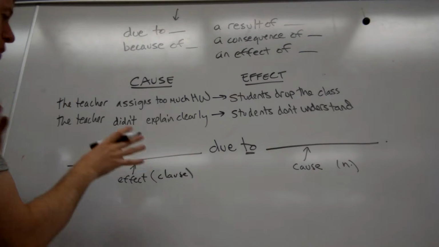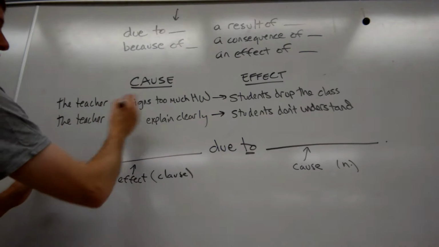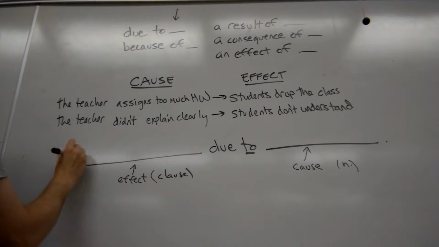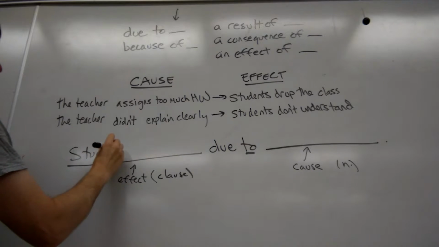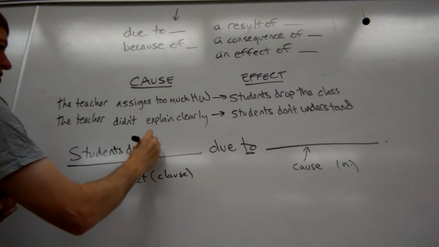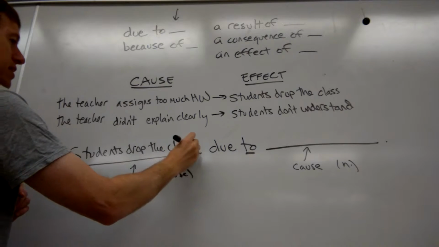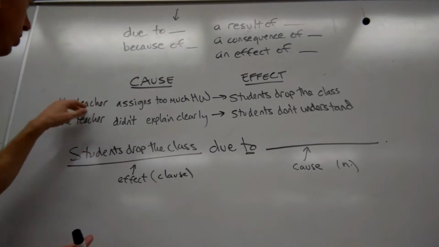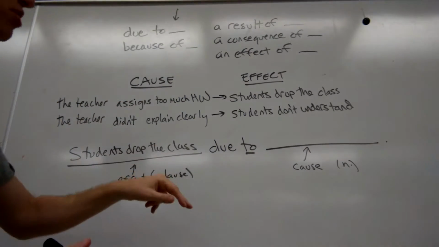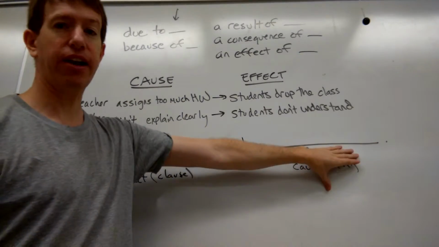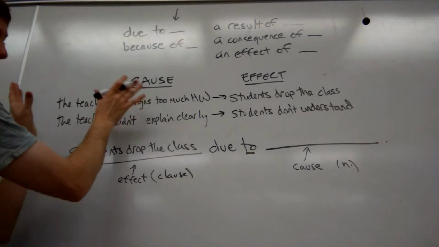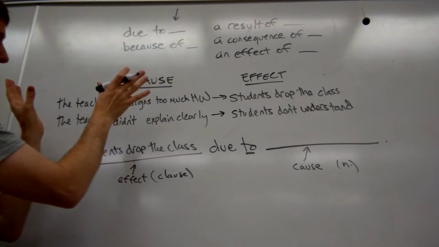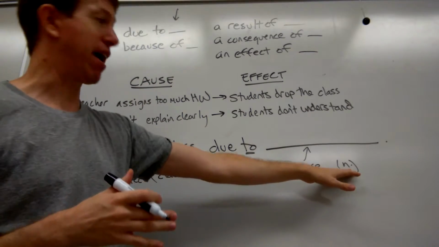Okay, so what's the effect? I have a couple of examples here. One effect is that students drop the class. Why do students drop the class? Well, they drop the class due to this cause: the teacher assigns too much homework. But I can't just put this here, because this is a clause, and I need a noun. So I have to change my clause into a noun phrase.